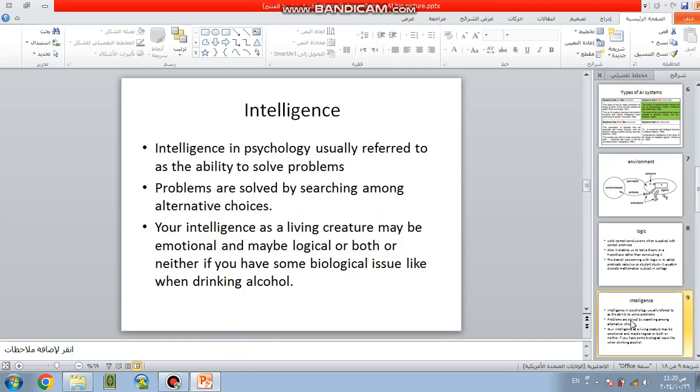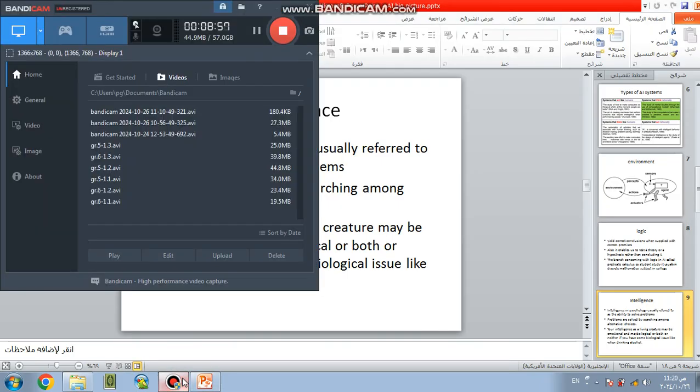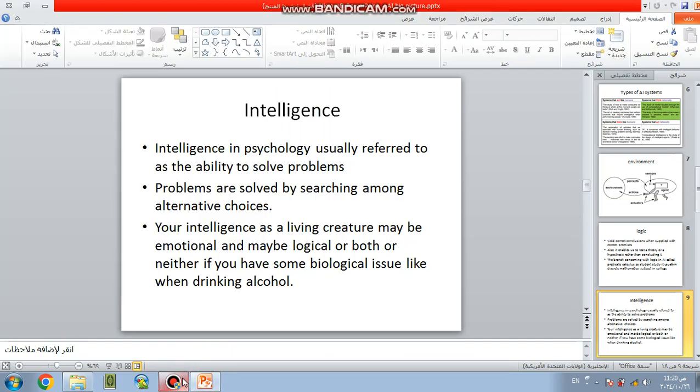Intelligence. Now we're going to talk about intelligence. What's intelligence? In psychology, we say that intelligence is the ability to solve problems. Okay? So when I talk about intelligence, I mean the ability to solve problems. But that's not the real intelligence. In my opinion, this is a very superficial definition. That's not the real definition of intelligence.